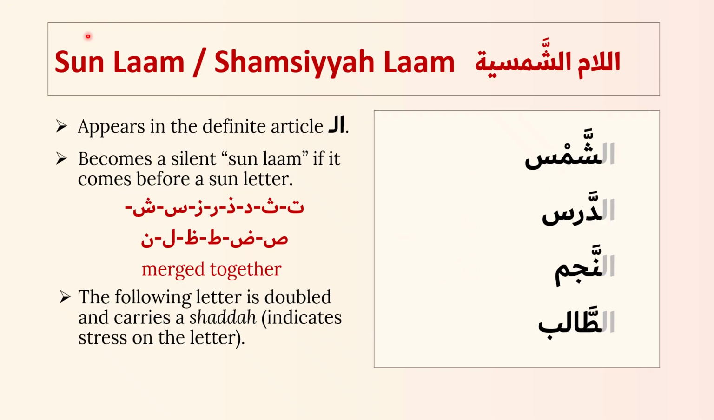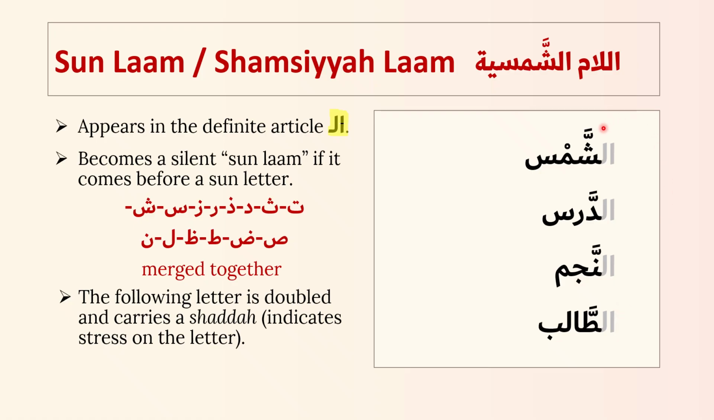The second type of silent letters is the Sun Laam, Al-Laam al-Shamsiyya. Now, Al-Laam al-Shamsiyya appears in the Arabic definite article al. Al is the Arabic definite article. It means the, and it's attached to the beginning of Arabic words. You see these examples here? They include the Arabic definite article. And remember we said that the alif in the Arabic definite article is a Hamzat Wasl. So you see, I've color-coded them here in light gray to show you that it can also become silent.